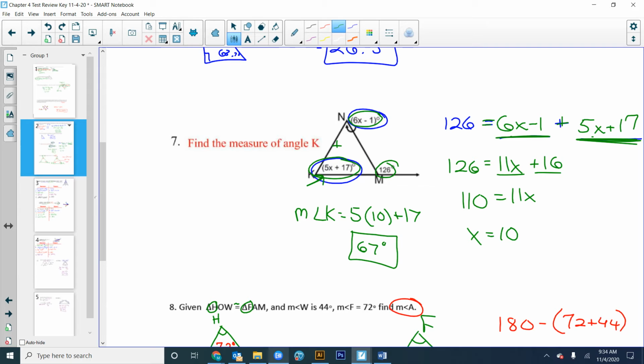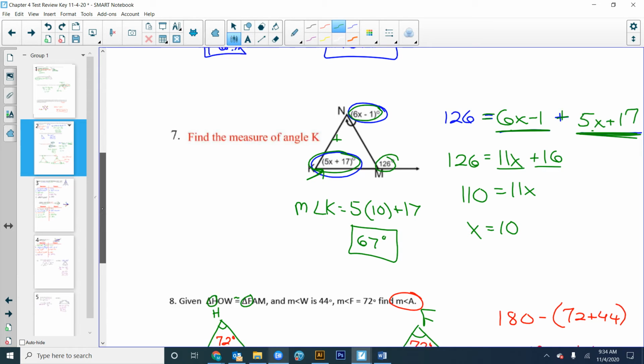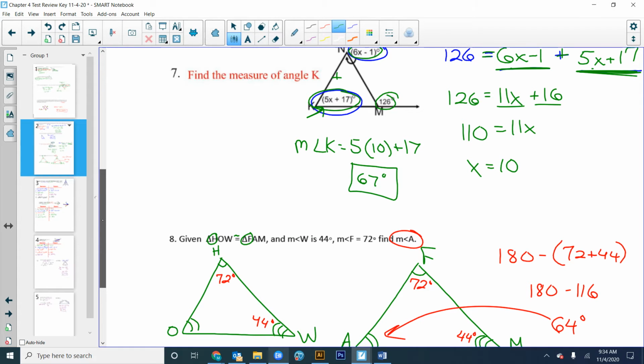You'll write yourself a note. That's called the exterior angle theorem. It's in your chapter 4 theorem sheet. It's in your notebooks. We've practiced it. It was on the quiz. Make sure you know how to do it when you see it.